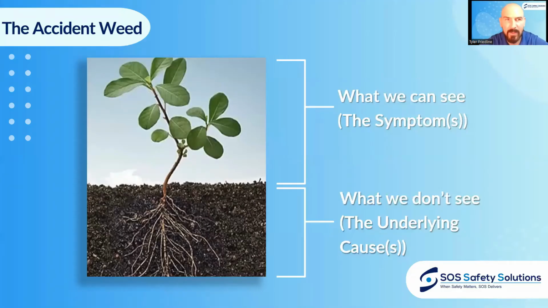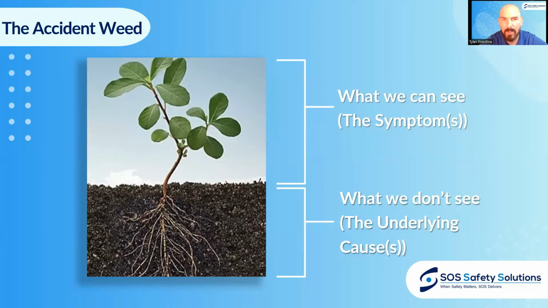So this is an accident weed that we're using for reference. If you think about a weed in your garden, if you just cut it off at the top, that weed is going to go back, right? The same goes for your incidents. We have to get to the underlying or root causes and address them to prevent an incident from recurring in the future.